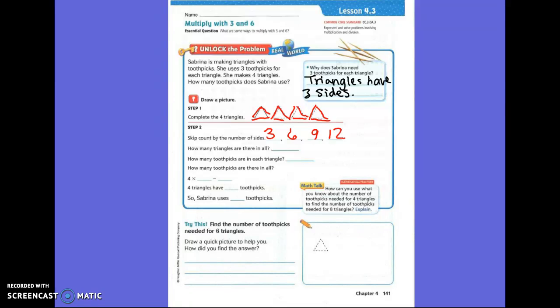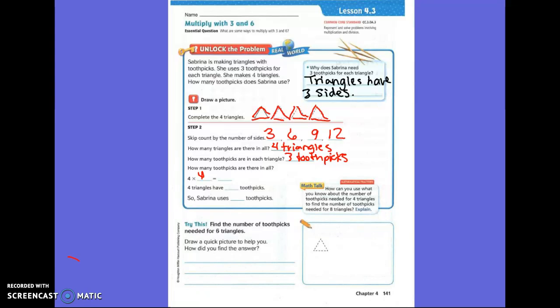No, listen to my question. How many triangles are there in all? 4. 4 triangles. And how many toothpicks are there in each triangle? 3. There are 3 toothpicks in each triangle. 3 toothpicks to make each triangle. Right? Yes. Okay. So how many toothpicks in all?